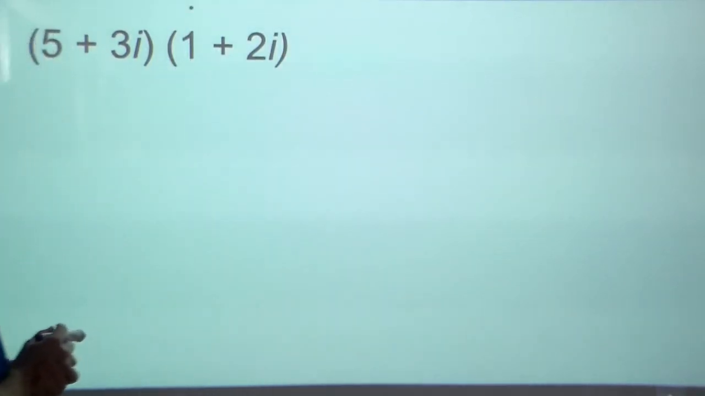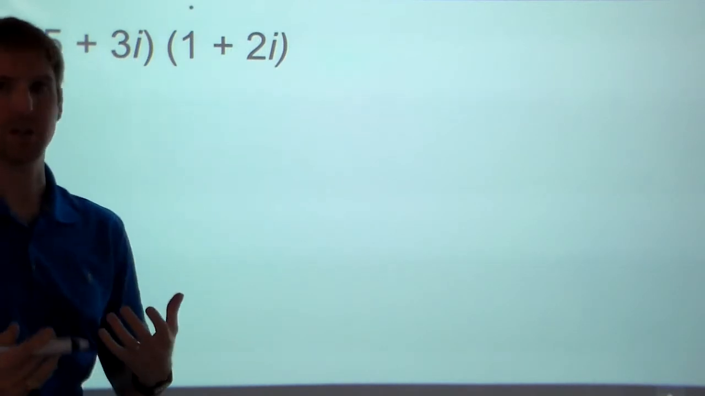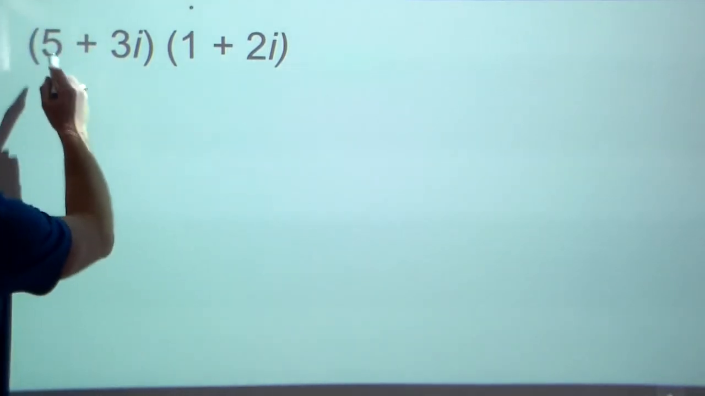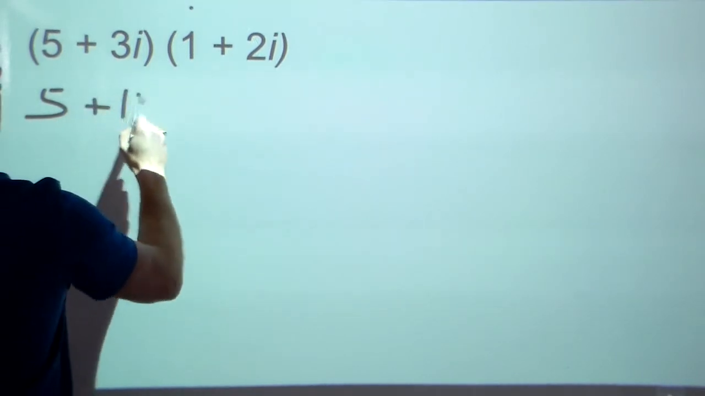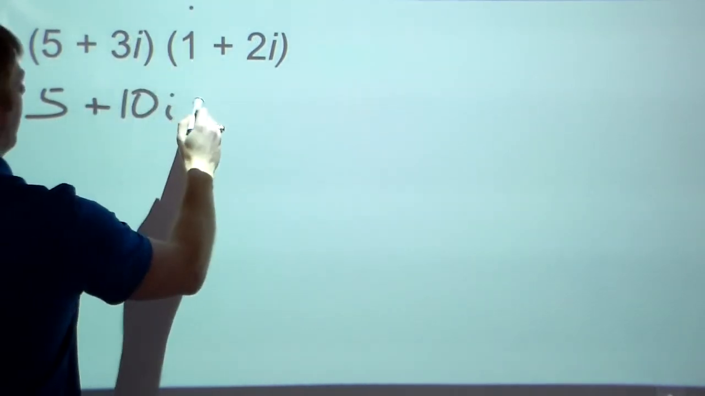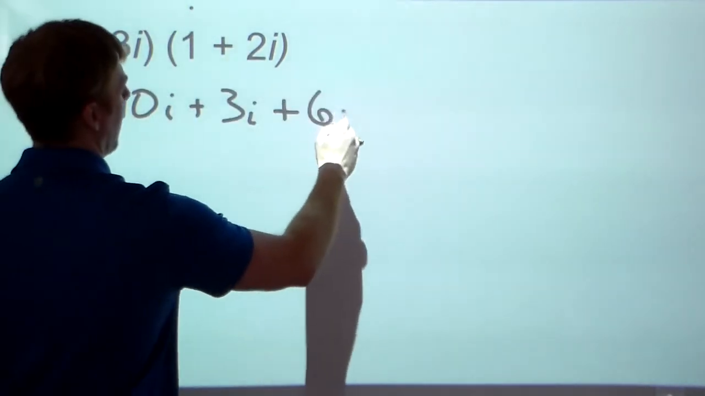All right, just a quick reminder. Let's suppose you have 2 complex numbers multiplied together. You can treat the lateral i just like any variable. So we can FOIL it. 5 times 1 is 5. 5 times 2i is 10i. 3i times 1 is 3i. Now this one's plus 6i squared.